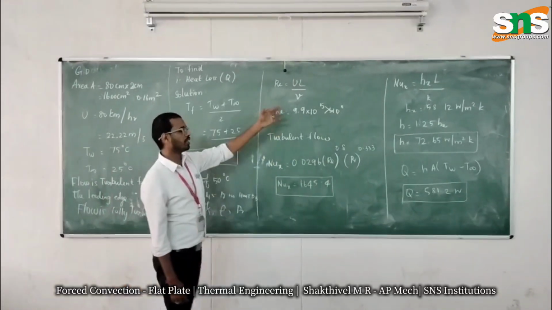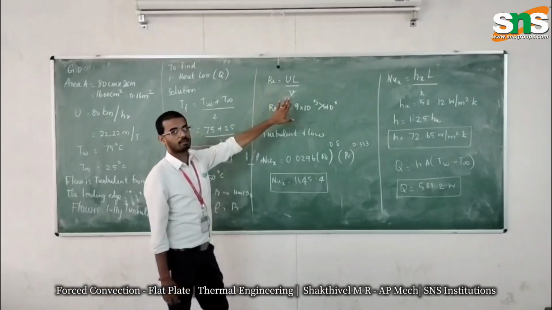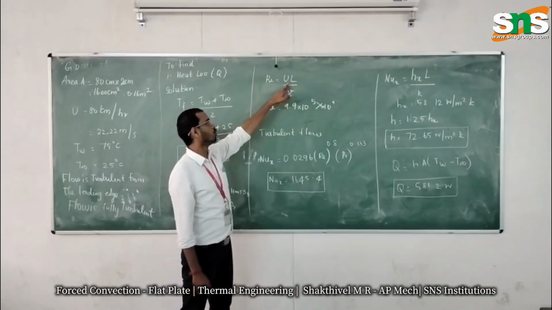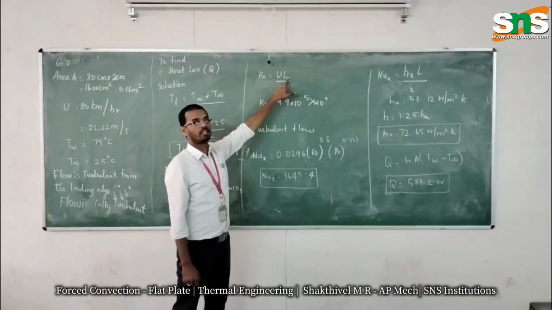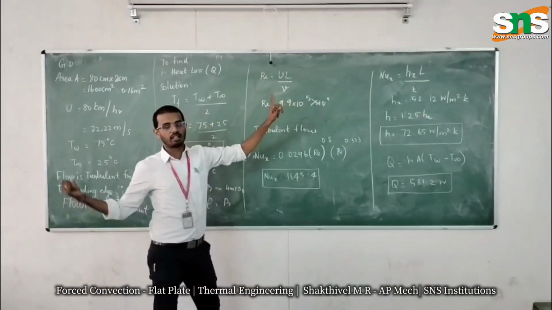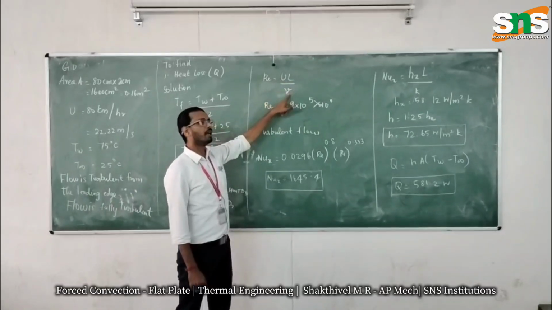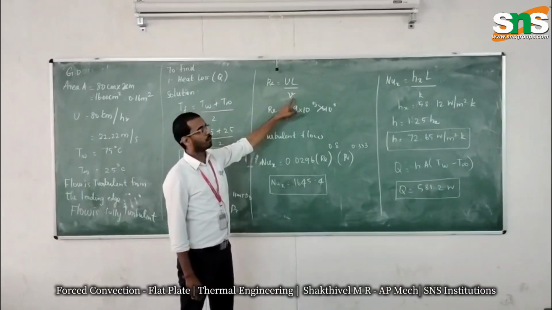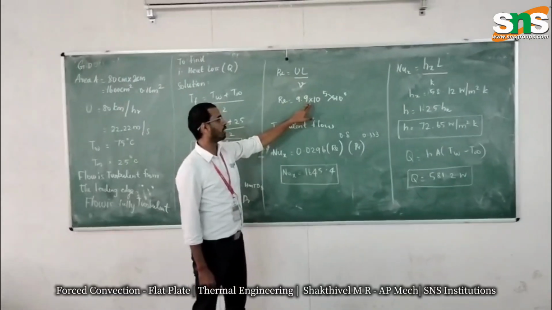By using these values, we can substitute in Reynolds number. So the Reynolds number is UL divided by V. Why we can take UL instead of UD is because it is a crankcase, that area is given as length into breadth. So velocity into length divided by kinematic viscosity V. We substituted all these things and we get 9.9 into 10 to the power 5.